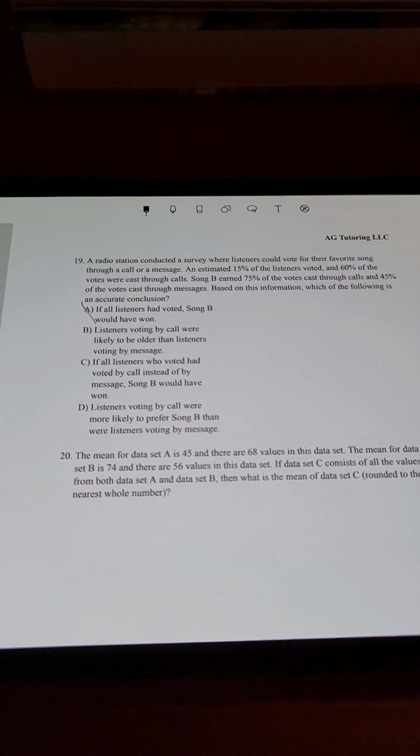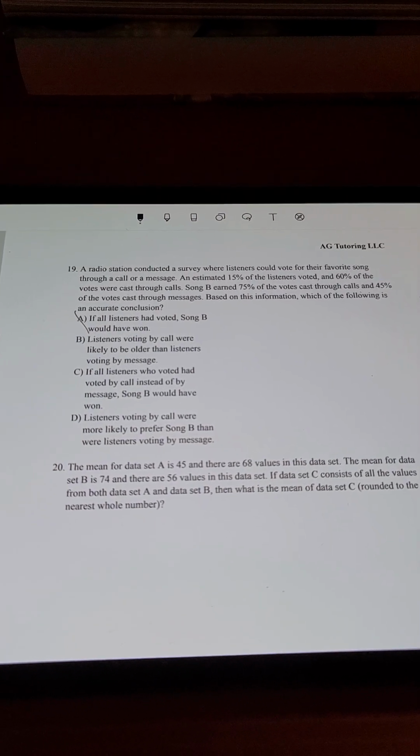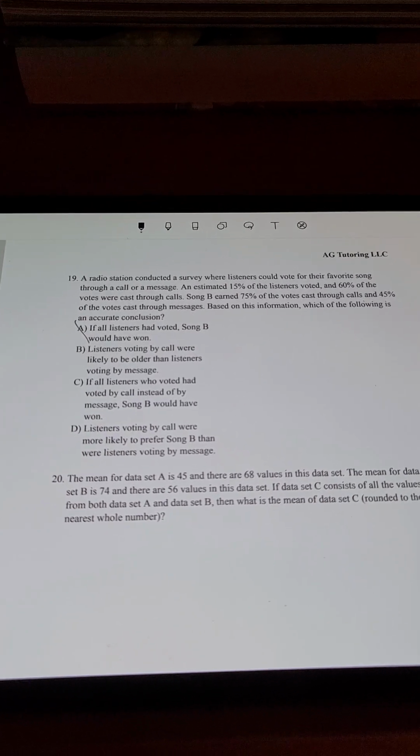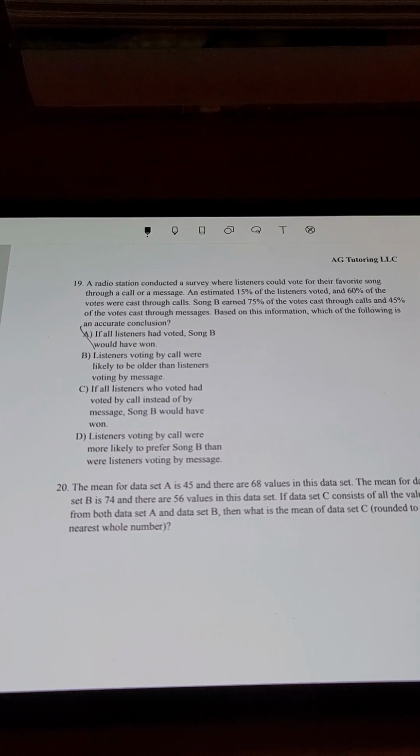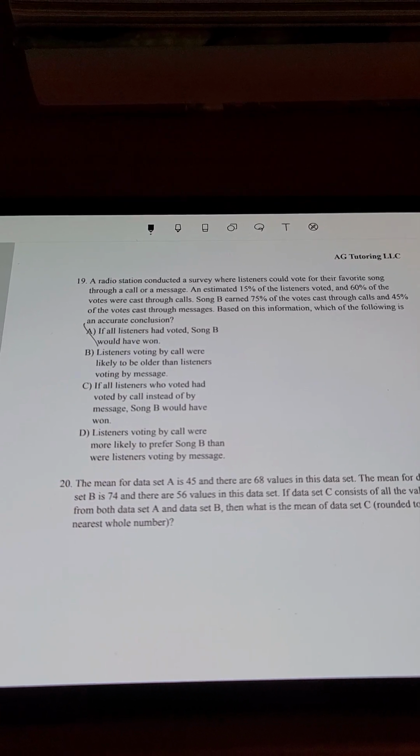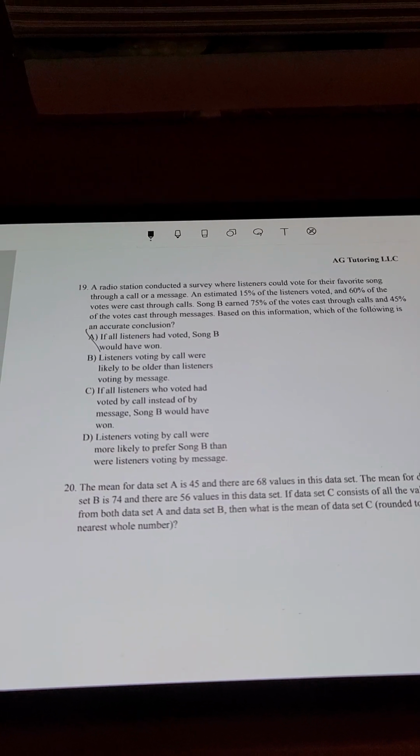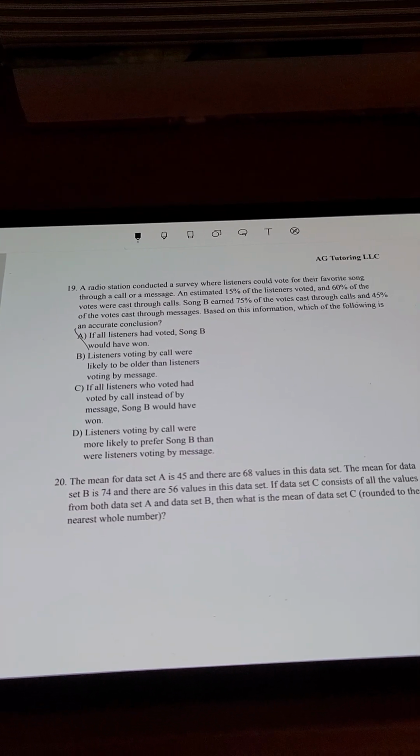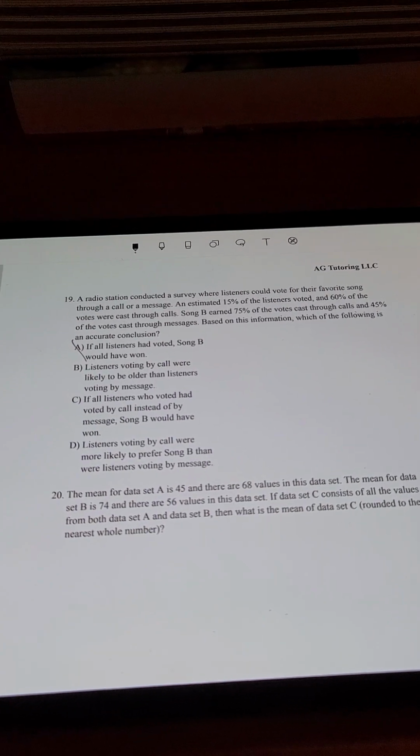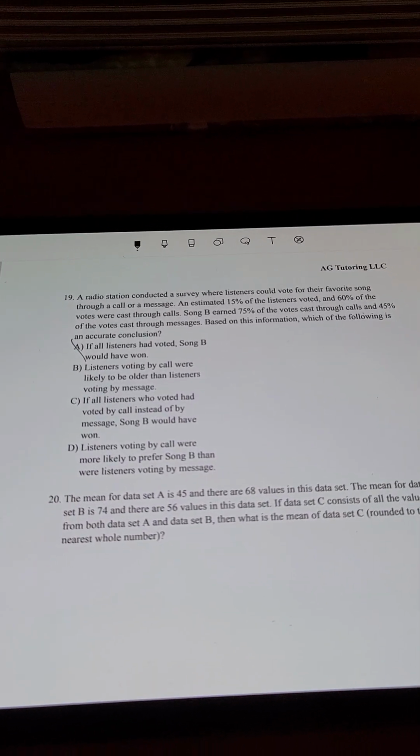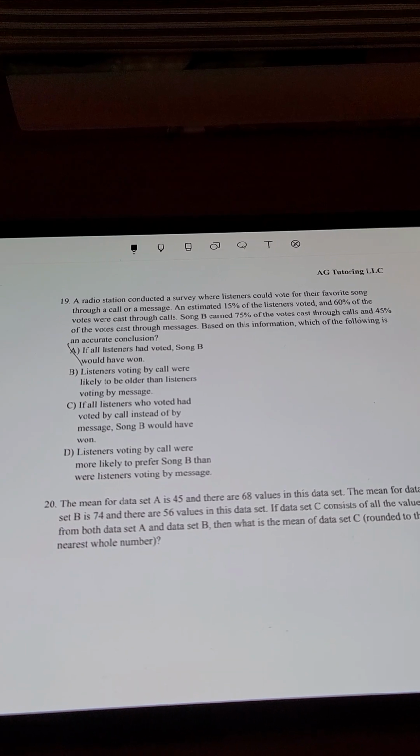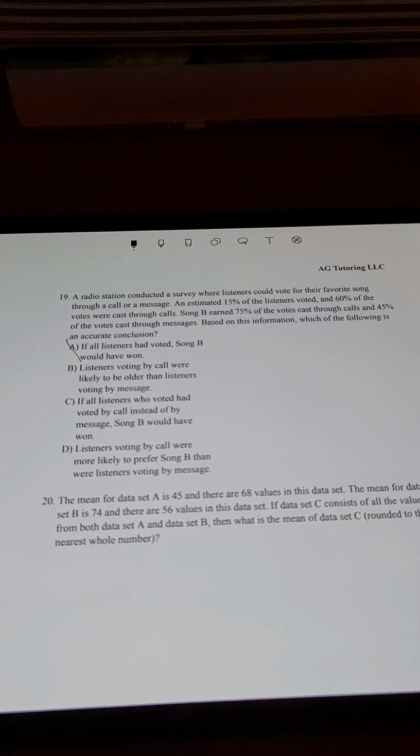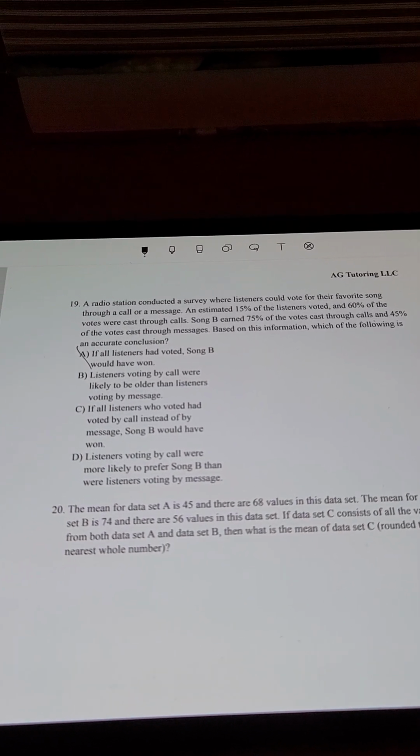Now, B is one that I see get a lot of students into trouble sometimes because you guys are letting your own bias affect how you answer things. So for B, it says listeners voting by call were likely to be older than listeners voting by message. There's no information here that leads us to believe that. Just because you might be used to your parents and stuff calling instead of texting or whatever does not mean that the people voting by call were likely to be older. There's nothing that gives us anything to think that here.